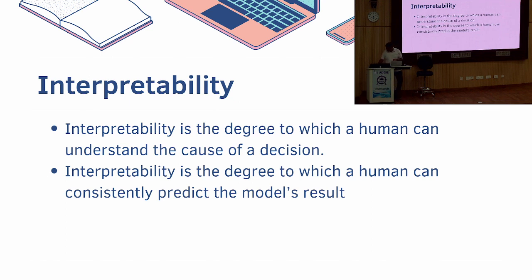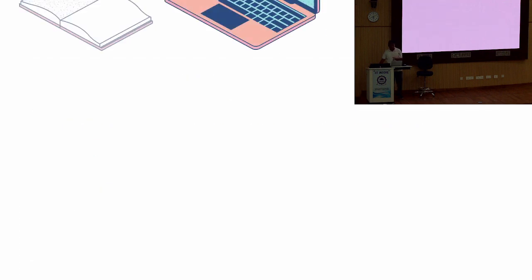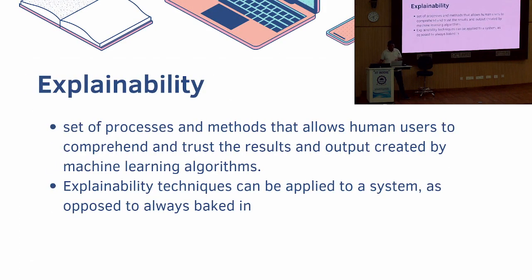Whereas explainability is the availability of a set of processes and methods that allow us to comprehend and trust the results and output created by machine learning algorithms. Explainability techniques can be applied to a system and are not necessarily always baked in. That means explainability can be built over an already built model. It does not require us to start from scratch. These techniques, if followed robustly, can make sure that we don't cook up a Terminator or an Ultron kind of robot. But why do we need to worry about this at all right now?